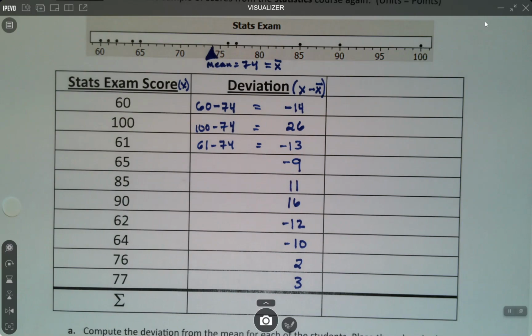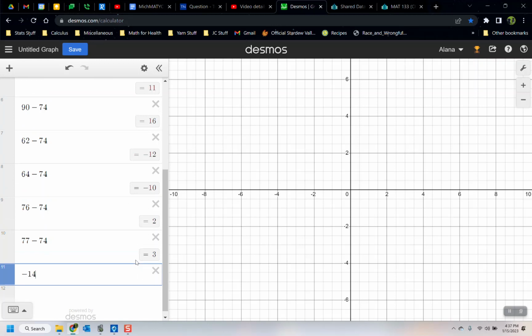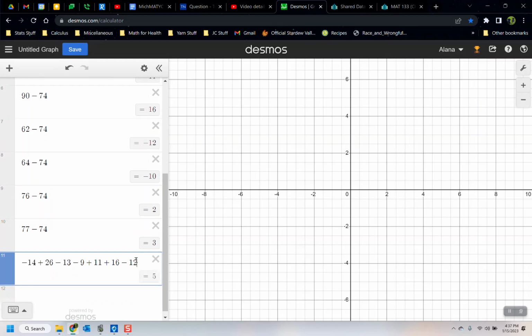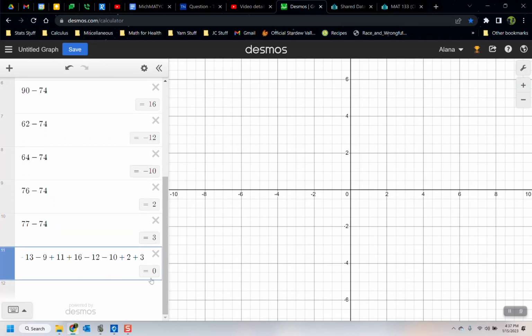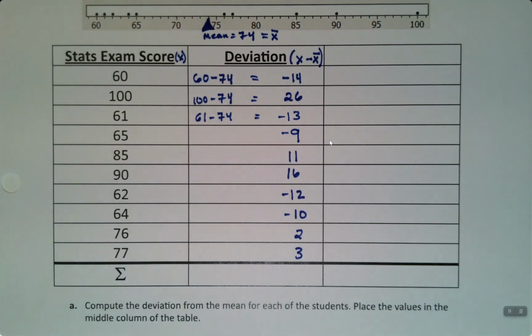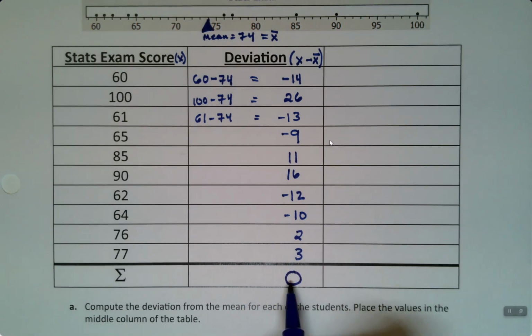So let's add those numbers up, shall we? Let me go back to Desmos real quickly. All right, negative 14 plus 26 minus 13 minus 9 plus 11 plus 16 minus 12 minus 10 plus 2 plus 3. Hey, looky there. It's 0. To which I would say, well, of course it is, right? It's always going to be 0 because the mean was the balance point. You're looking for deviation from the mean, right? So that would mean that this will always be 0 because the mean was the balance point.